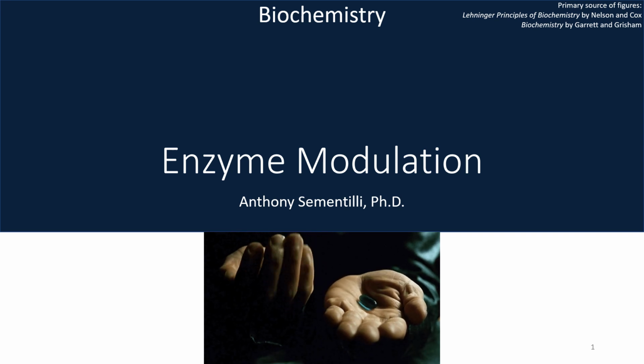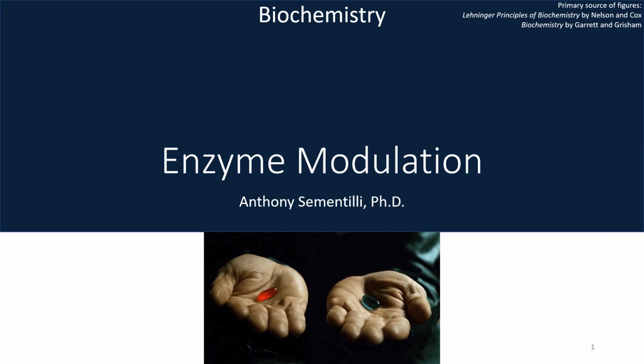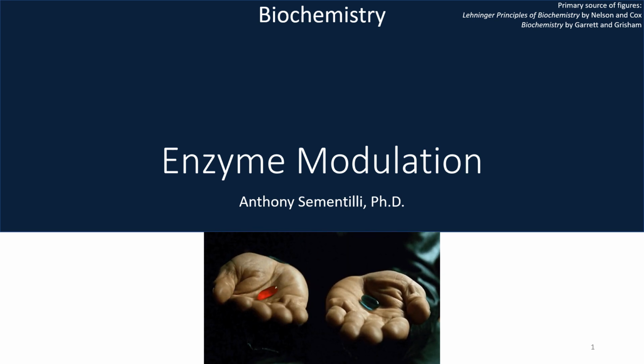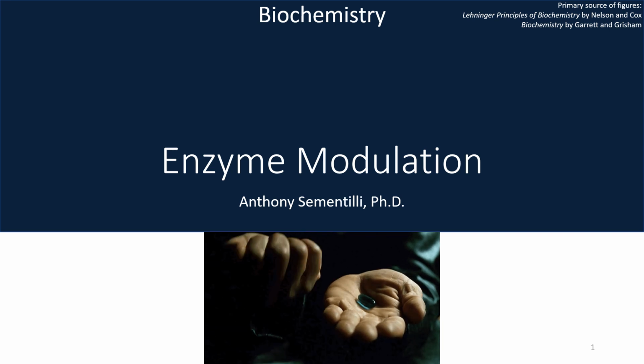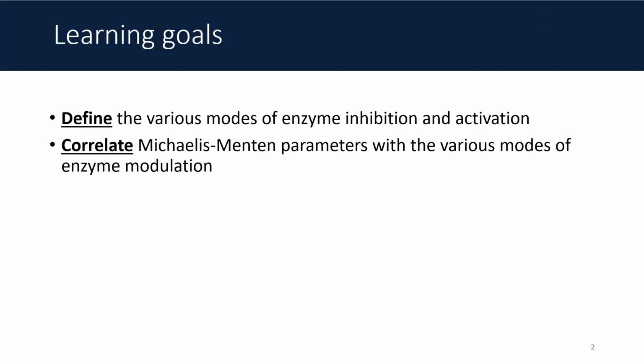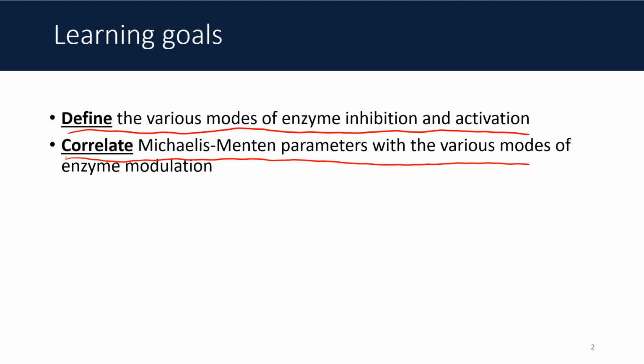Hi, everybody. Last time we introduced the topic of enzyme kinetics, which is the study of measuring how fast an enzyme operates. Now we will be discussing enzyme modulation, the factors that increase or decrease the rate of an enzyme's activity. This lecture is all about activation and inhibition, so we will first be defining the various modes that enzymes are inhibited and activated, and then we're going to correlate Michaelis-Menten parameters with the various modes of enzyme modulation that we're discussing. How do those change as we inhibit or activate an enzyme?